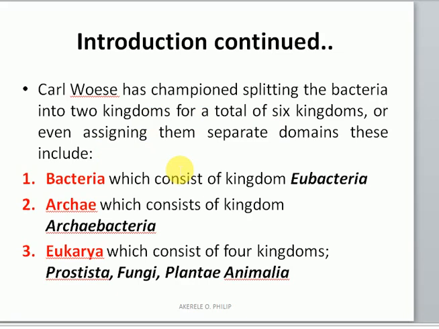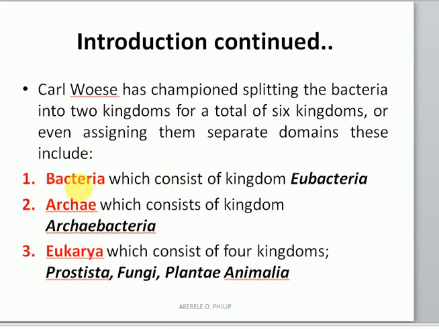Now, there's something called the hierarchy of classification. That is kingdom, phylum or division, class, order, family, genus, species. However, there's a higher thing than kingdom called domain. Some books will call it supra kingdom. So we actually have 3 domains. Domain is higher than kingdom.